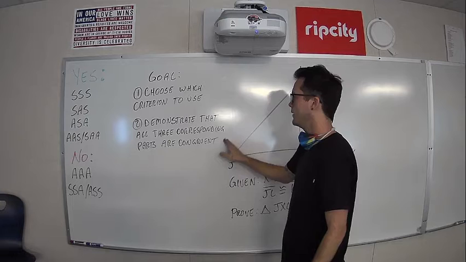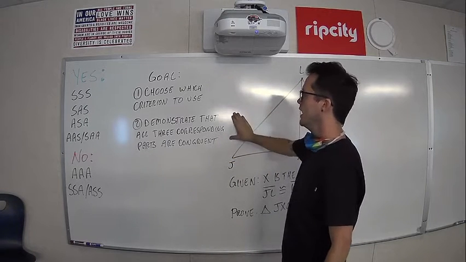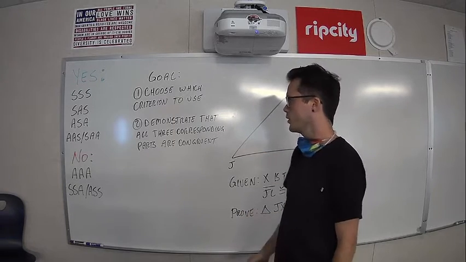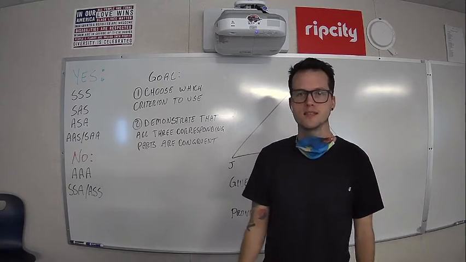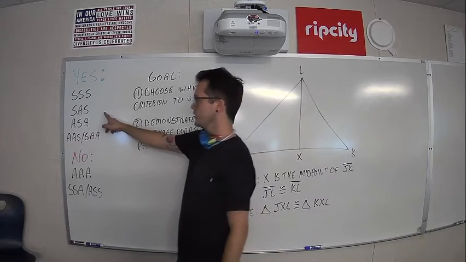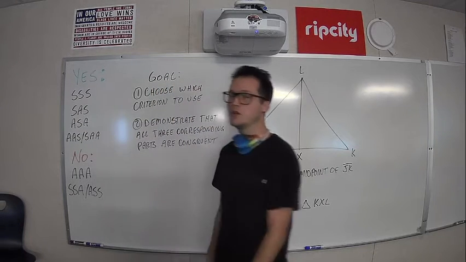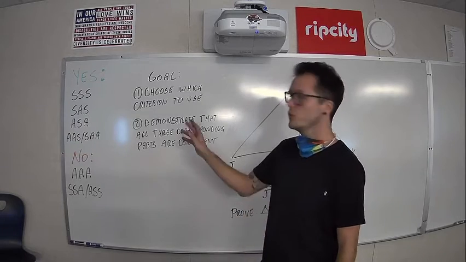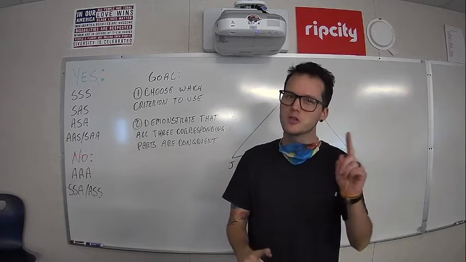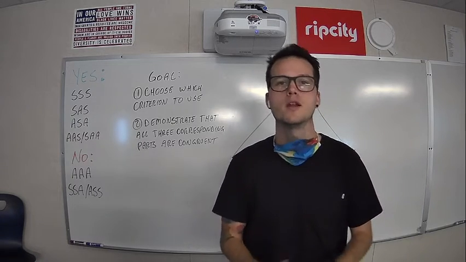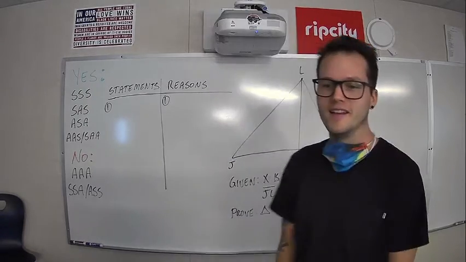And then when you're doing your proof, your goal, after you've decided which of the criteria you're going to use, is to prove that all three corresponding parts are congruent. Meaning, if you chose side, show that the three corresponding sides are congruent to one another. If you choose side, angle, side, show that the two corresponding sides are congruent and their included angles are congruent to one another. So whatever one you pick, well, obviously, sometimes there's more than one that works. Generally, there's only one that works. So you have to pick the right one and then show that all the pieces are indeed congruent to one another. All right, here's our first proof.